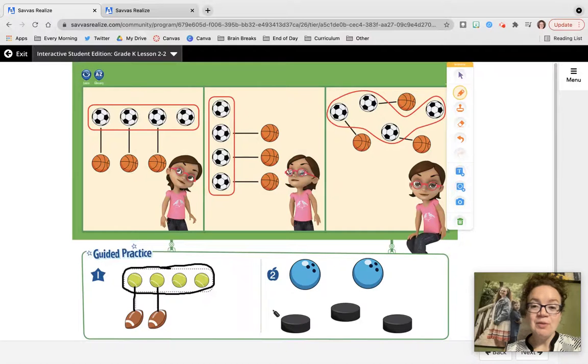Look at apple number 2. We're going to draw lines between the bowling balls and the hockey pucks. Bowling ball, hockey puck, bowling ball, hockey puck. We have one more hockey puck, so they are not equal. Which one has more? The hockey pucks have more, so we are going to circle because they are greater than. Remember our math word today, greater than. That means that they have more. Check your page. Does it look like mine? Guest teacher, feel free to pause the video if they need more time.